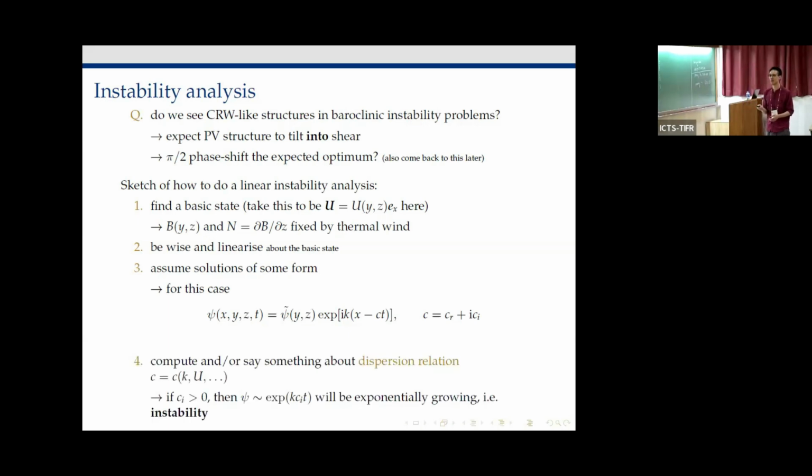Then the name of the game is you want to say something about C. So you want to compute the dispersion relation given some wave number, your background flow and some parameters. If the imaginary part of C is positive, then your eigenfunction is going to grow exponentially like e to the ikct. So that is a modal instability. I'm not going to talk about algebraic instability or transient growth here, just normal mode type instability.